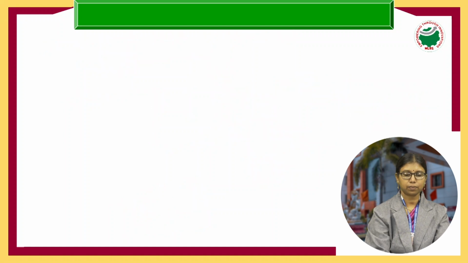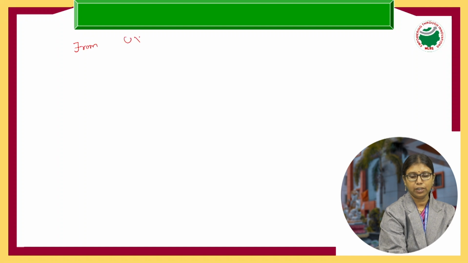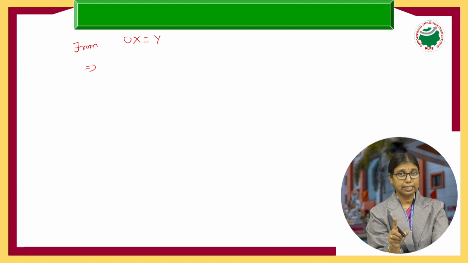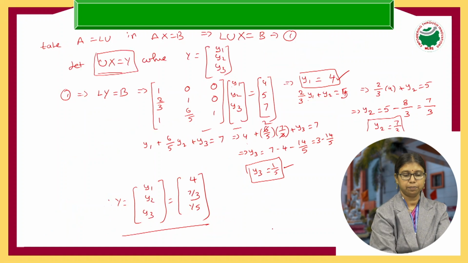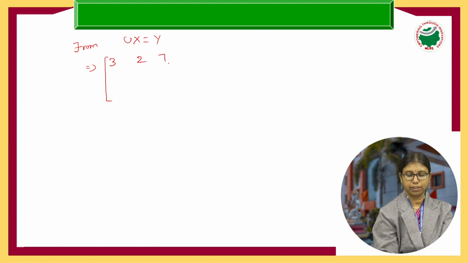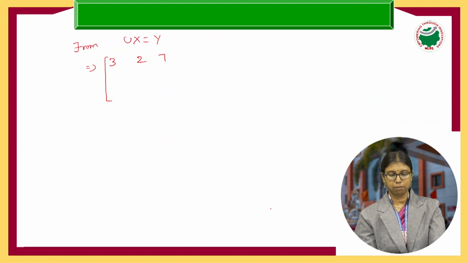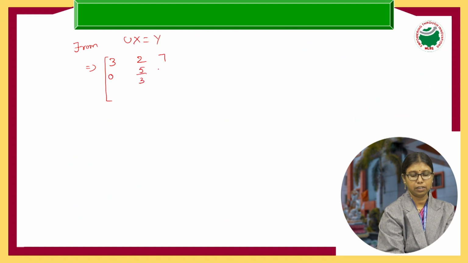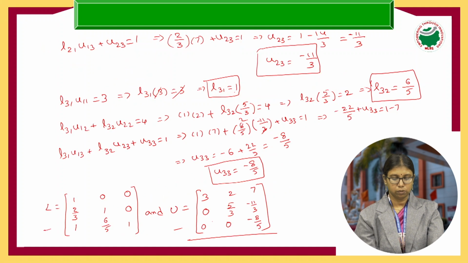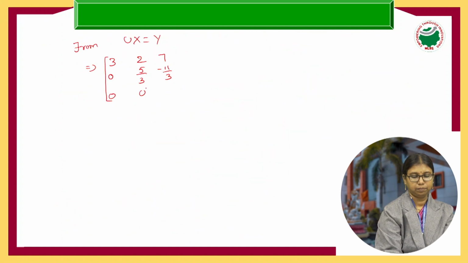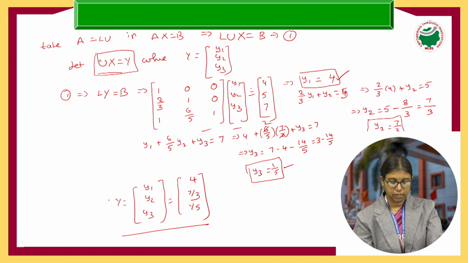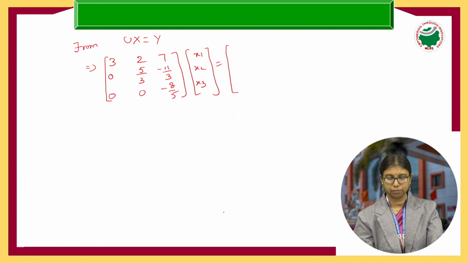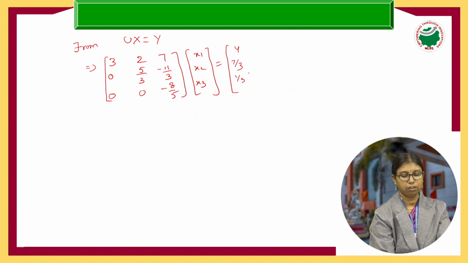So if you are taking step 3, from Ux is equal to Y, substitute U, X and Y. What is U? This is the U matrix: 3 2 7, next 0 5 by 3 minus 11 by 3, next 0 0 minus 8 by 5. And capital X is x1, x2, x3 is equal to Y. What is Y? Y is 4, 7 by 3, 1 by 5.